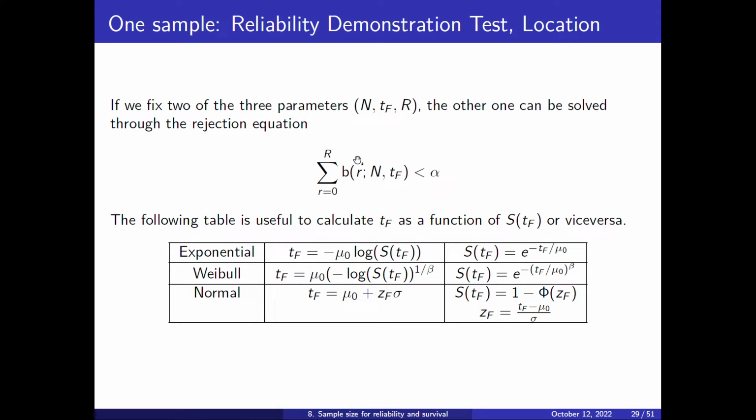And then we have fixed tf, the 2 months of observation, and then we will calculate N. So depending on what is the distribution of the survival times, so if we assume it is exponential, Weibull, or normal, then there is a relationship between tf and the survival time, and these are the relationships that are coming from the previous video in which we were analyzing these three distributions. So given tf or given the survival, we can compute tf or vice versa.